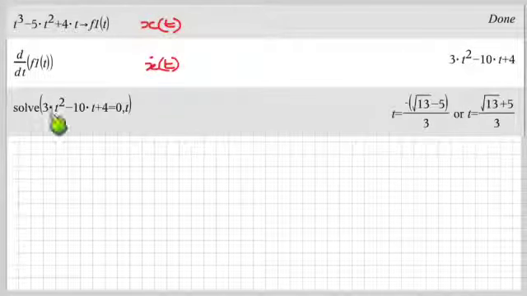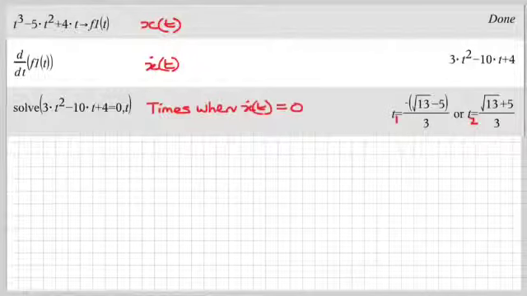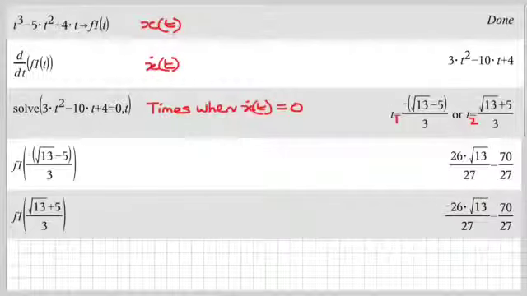Then I've done a solve statement. Please know how to do that. On the TI CAS handheld device, it's just menu, algebra, solve. It goes like that, and we get this, which is exactly what we got before. So we're up to where we got to before by hand, but from here on in we're going to do new things, because we can't be bothered doing any more of it by hand. So that's the times when x dot t, or the velocity, was 0, the times when it was instantaneously at rest.